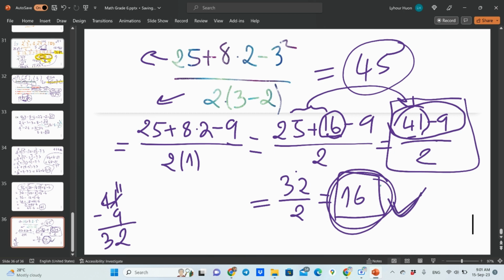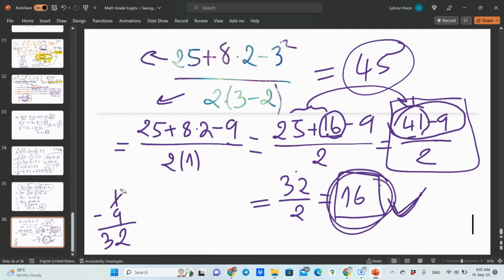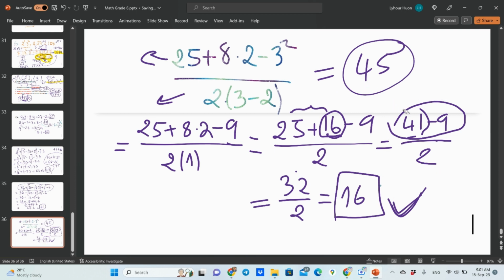Oh my god, you need to be careful. I changed it about three times, but I still got it wrong. Yeah, you need to be careful. The answer is 16. I subtracted but forgot to divide by 2. That is the mistake.